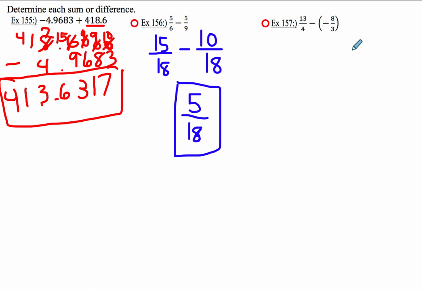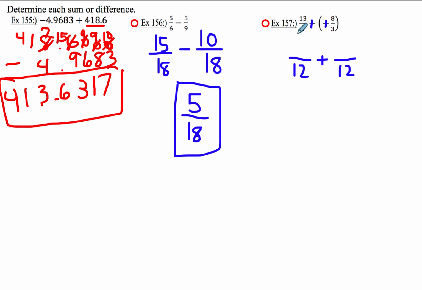Okay, example 157. 13/4 minus negative 8/3. First we need to change it to plus, add the opposite. These are both positive numbers now, so we just add them. 4 and 3. Common denominator, we could use any multiple of 12, but let's go ahead and use 12 because it's the smallest common denominator.